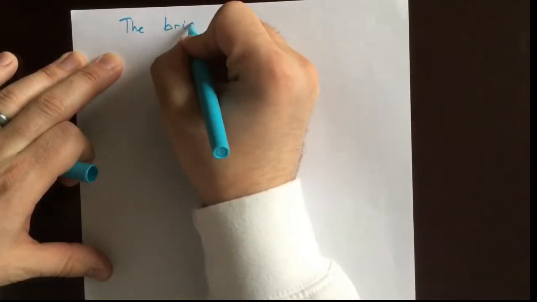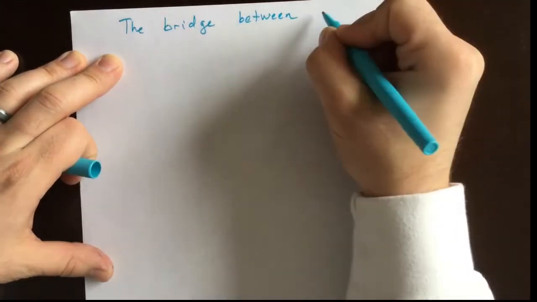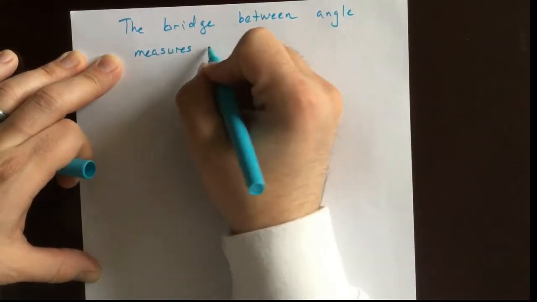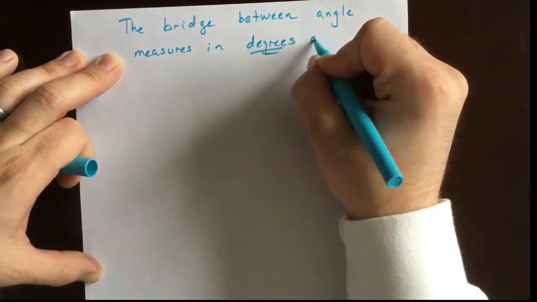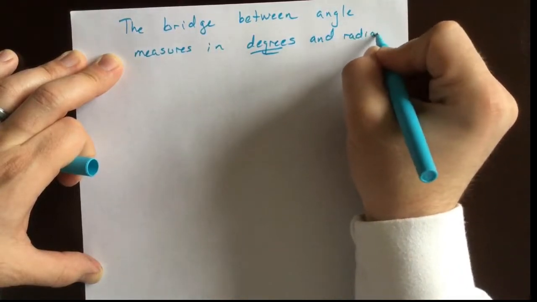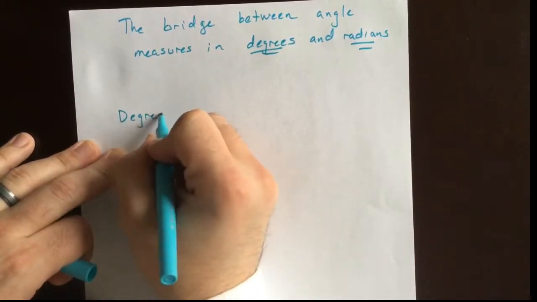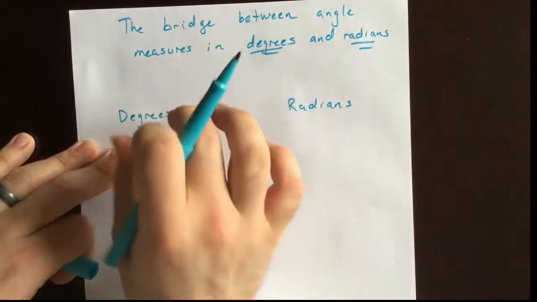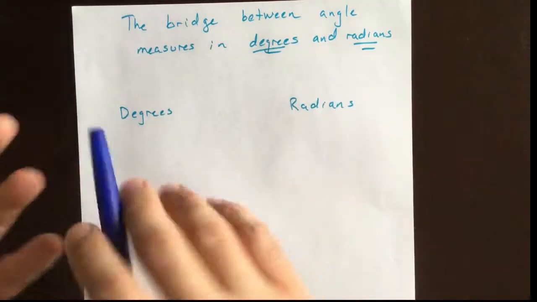We're going to make a bridge between angle measures in degrees and radians. Okay, so let's say we have our two forms an angle measure could take. And how do we go from one to the other? Thankfully, there is this nice formula that we can use to go from degrees to radians, and radians back to degrees.